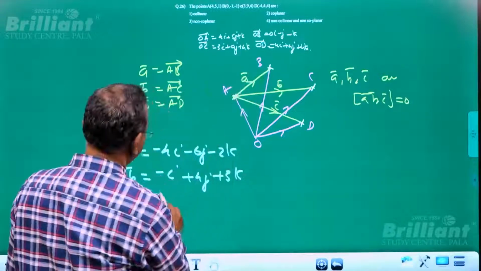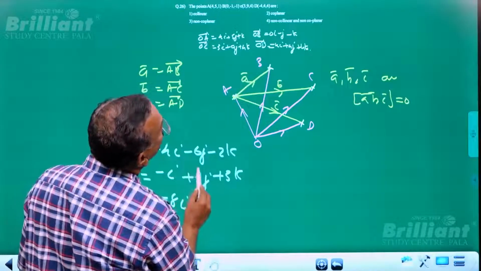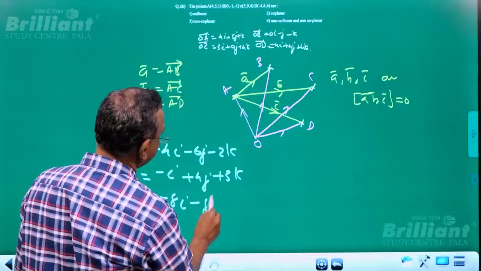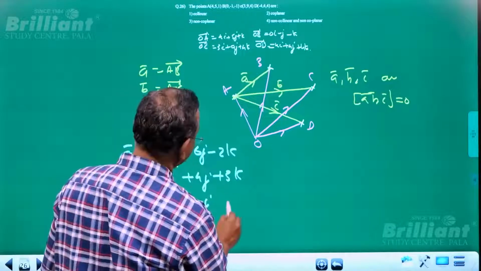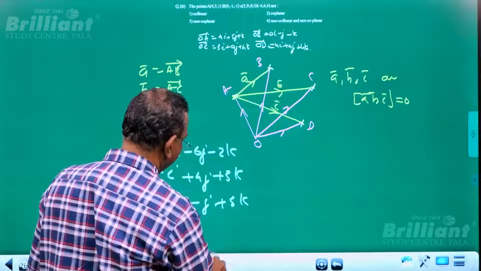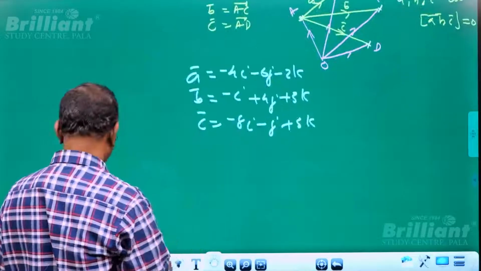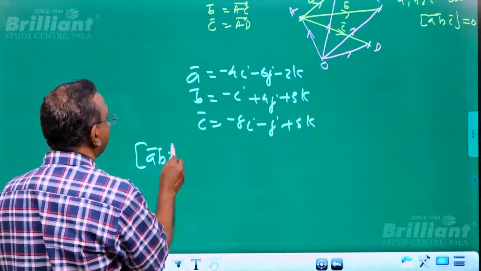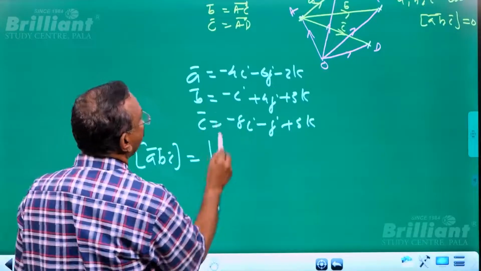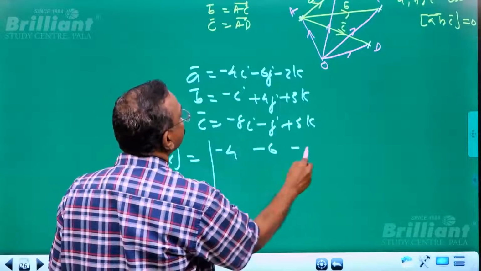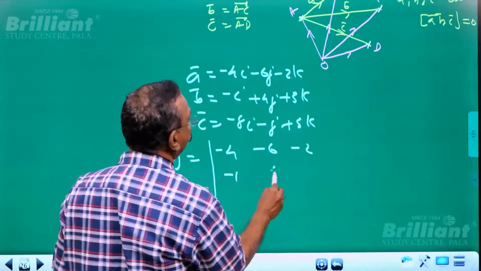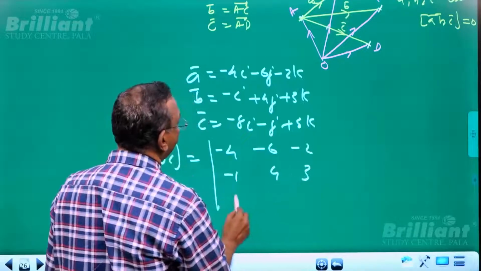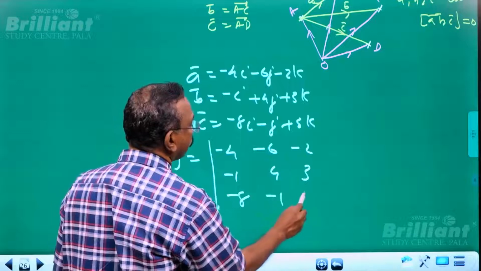Minus 4a minus 4 is minus 8i, and 4j plus that is equal to minus j, and finally 4k minus k is 3k. This is our vector AD. Now you find what is the box product of ABC. Box ABC is the determinant using the coefficients directly: minus 4, minus 6, minus 2; minus 1, 4, 3; and minus 8, minus 1, 3.